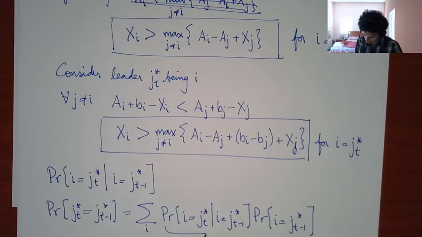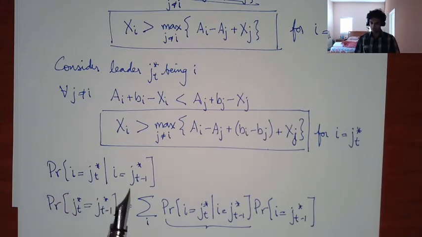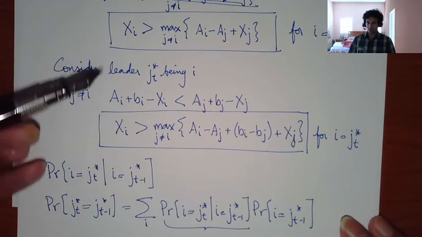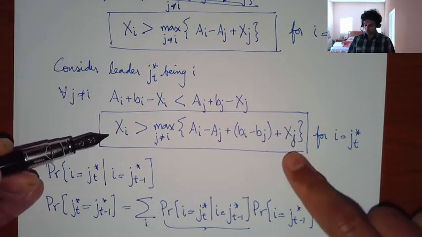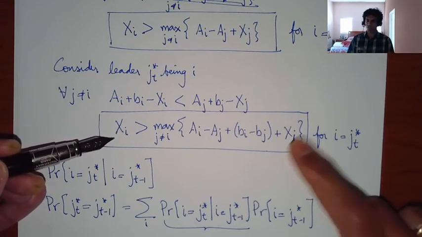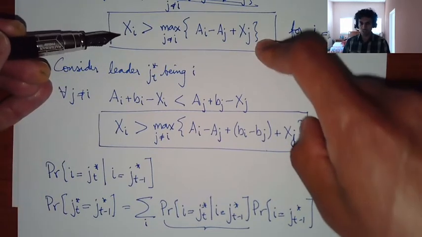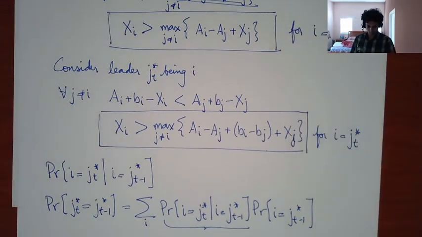So I'm going to analyze this. What is the probability that I will remain the leader, conditioned on it being the leader at t minus 1? That means, what is the probability of this inequality happening, conditioned on this inequality happening? Okay?